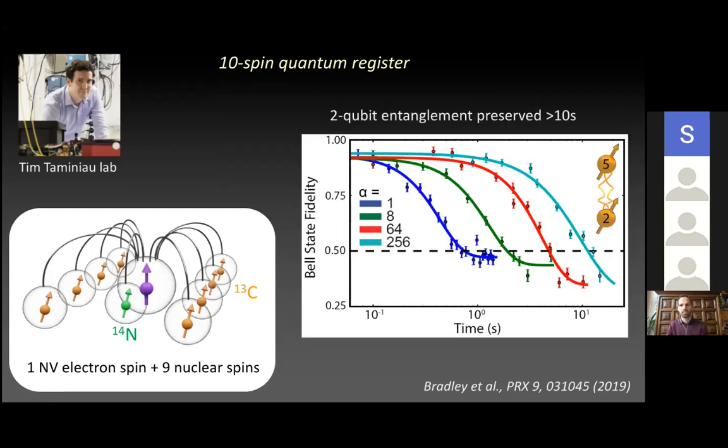And another final thing that he did is to look at the coherence of these entangled states. So again, taking these ideas of dynamical decoupling, but now using them on the nuclear spins, right? Because we have full control of the nuclear spins, you can also apply refocusing pulses on these nuclear spins. He showed that you can preserve 2-qubit entanglement for over 10 seconds inside these diamonds.